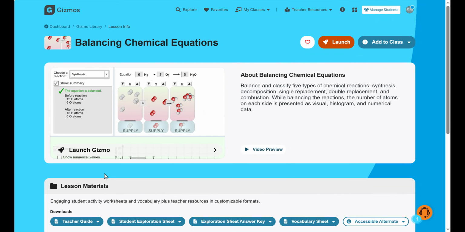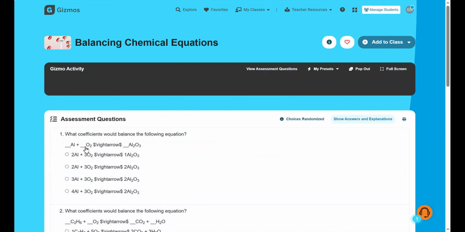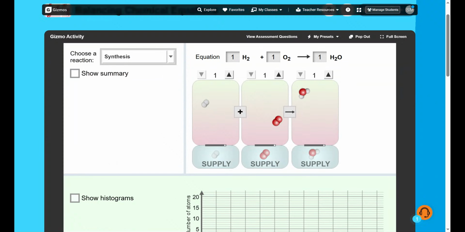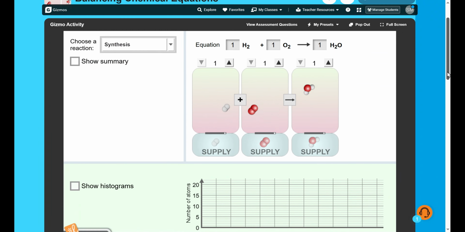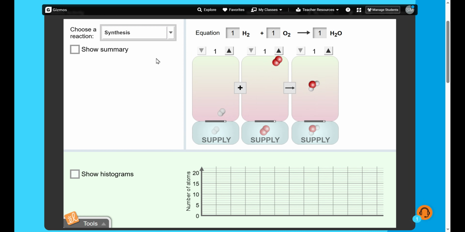Let's go over the Balancing Chemical Equations Gizmo on the Explore Learning website. We'll click on this button here to launch the gizmo. After a few seconds, we have this screen. Make sure to scroll down a little bit to see the full gizmo.